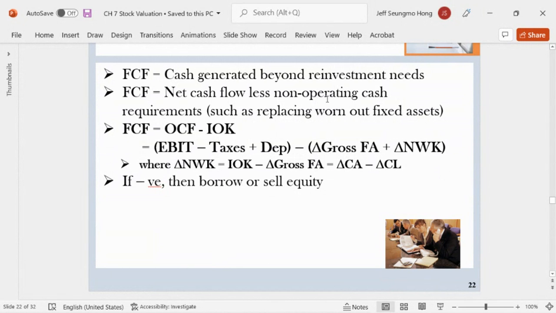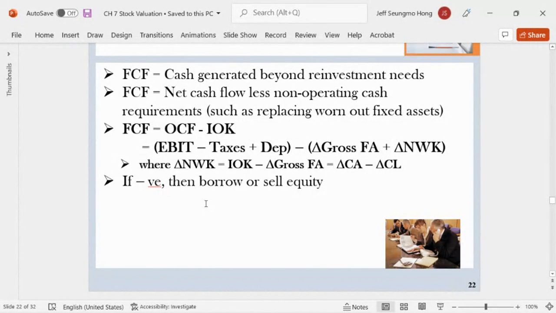It's both operating and non-operating cash requirement. But the point is, there's cash generated beyond reinvestment needs. Reinvestment, right? So think about it. You want this free cash flow to be positive.